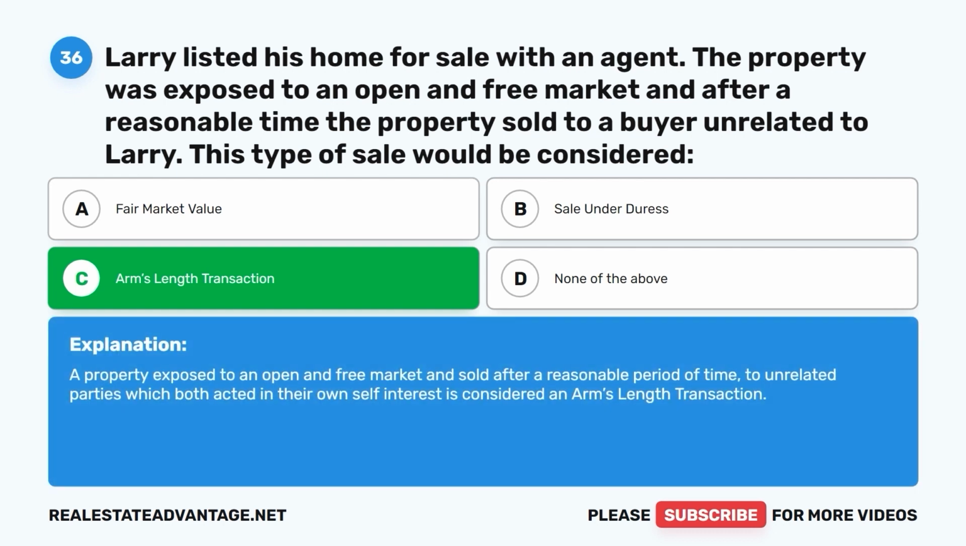A property exposed to an open and free market and sold after a reasonable period of time to unrelated parties, both of which acted in their own self-interest, is considered an arm's length transaction.